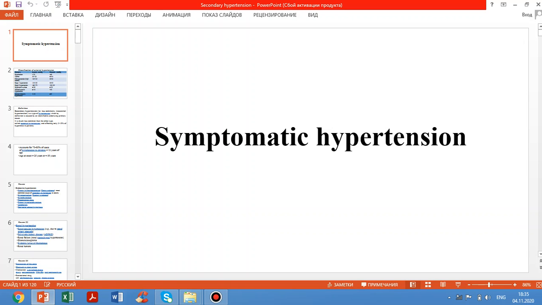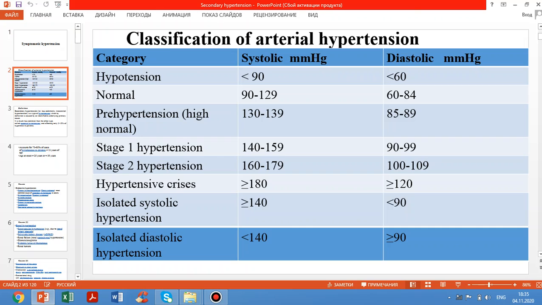The subject of our lecture is symptomatic hypertension. Classification of arterial hypertension. What is hypertension? Hypertension is systolic BP less than 90 and diastolic BP less than 60 mmHg.